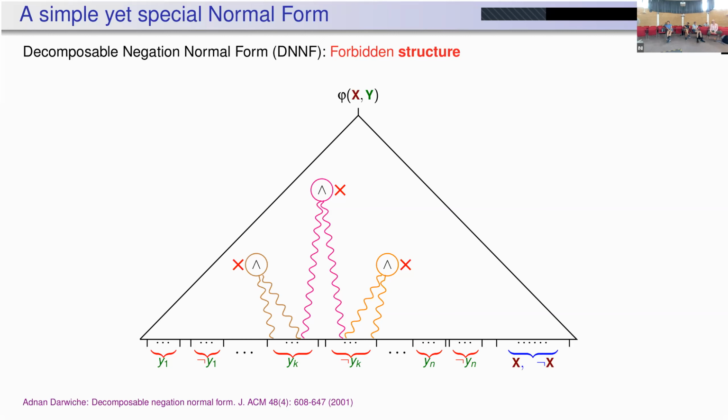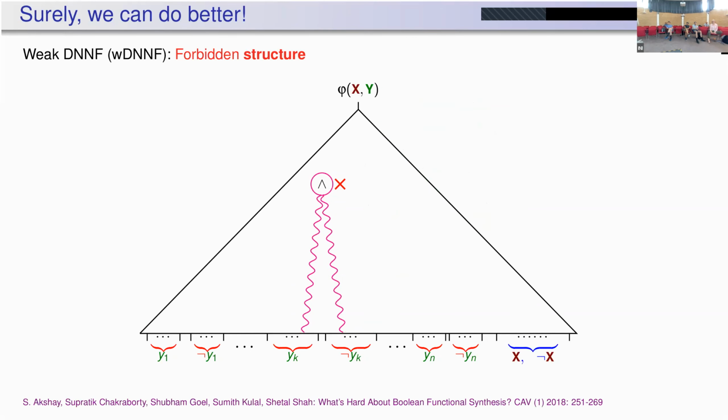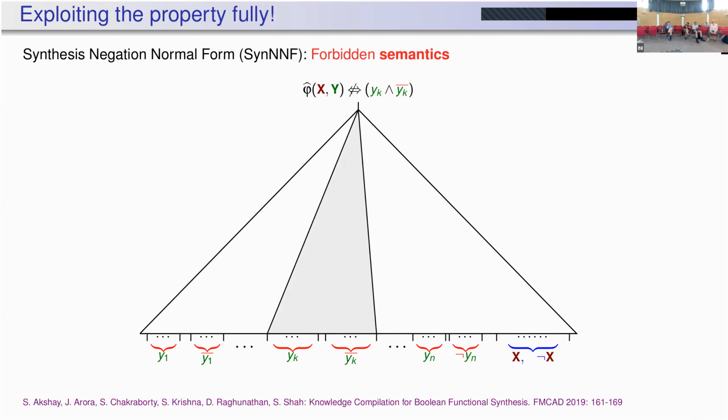This is one of the knowledge compilation forms. And it turns out that this is sufficient for Skolem function synthesis. It turns out that a weaker version of this is also sufficient as long as we don't have an AND gate, which is both paths from Yk and negation Yk. That itself suffices.